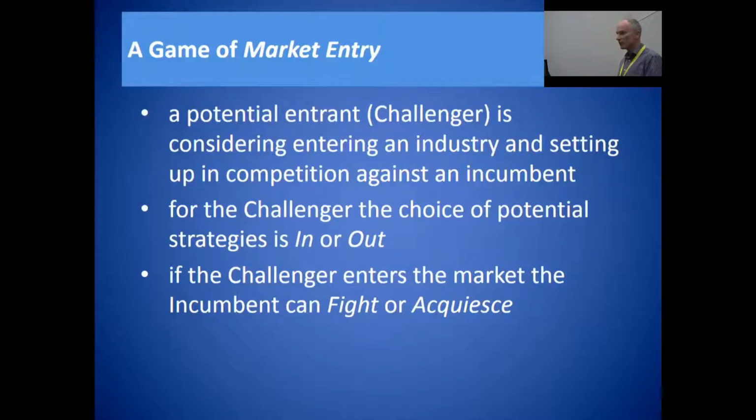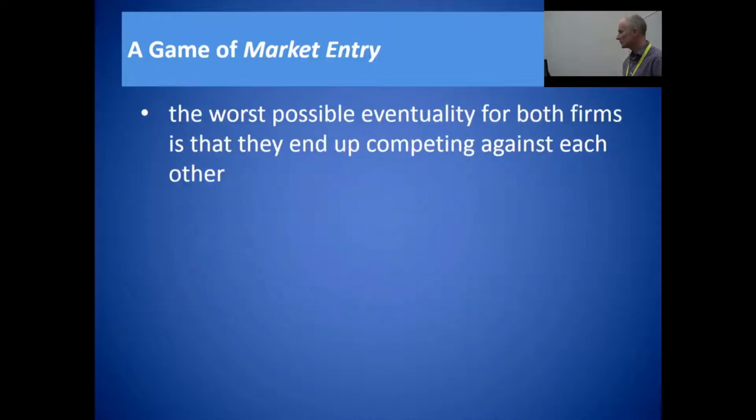The alternative is to do nothing, to acquiesce, to concede market entry, allow the entrant into the market and do absolutely nothing. So those are the two potential choices of the incumbent firm, to fight or acquiesce. So that's the game that we've set up. Very simple game. We know the players, and now we know their strategies. The last thing that we need to describe is what about the outcomes? What about the preferences of these two firms?